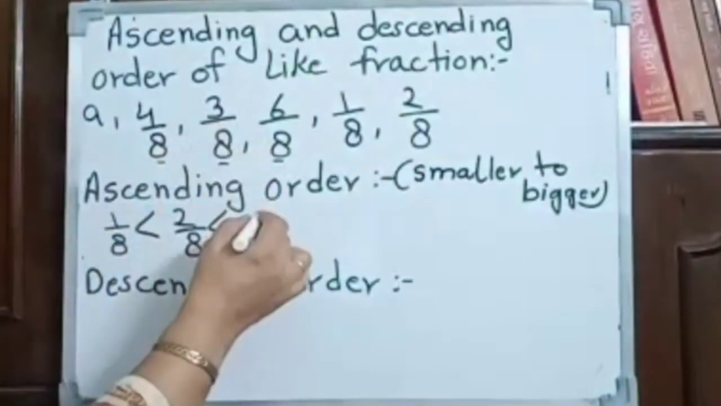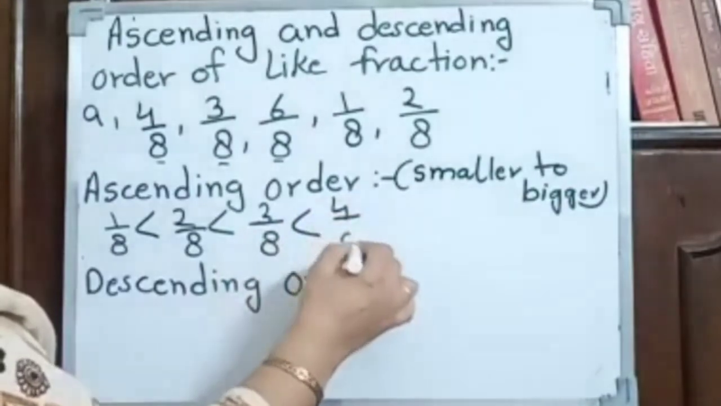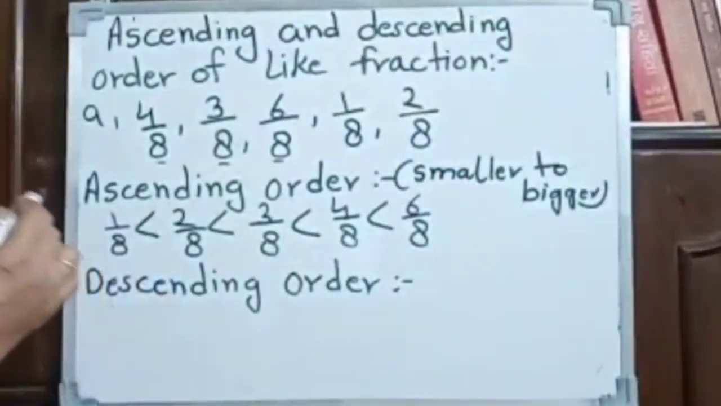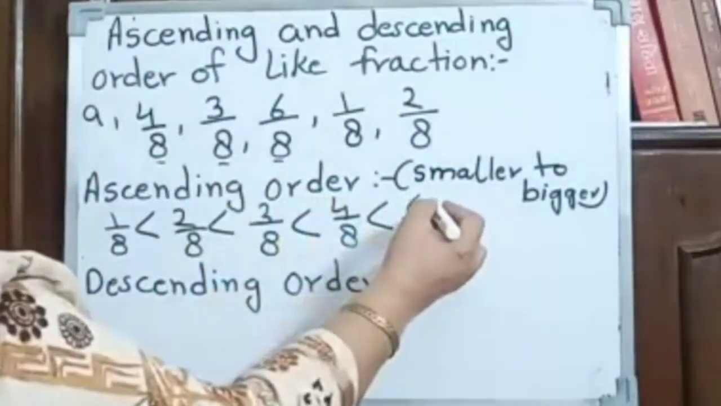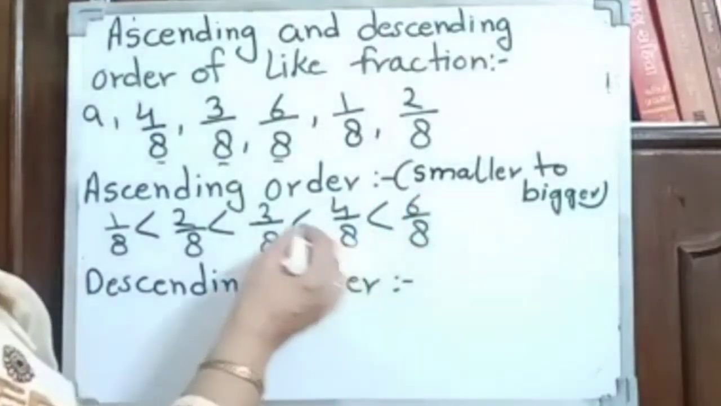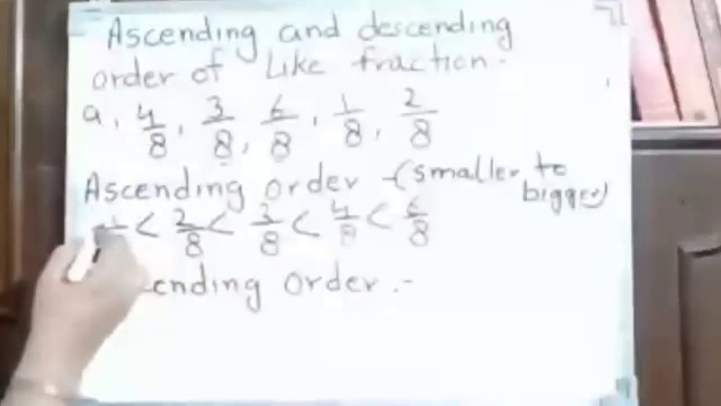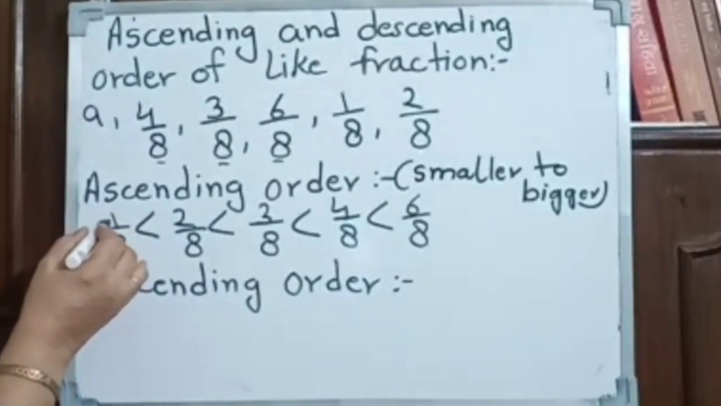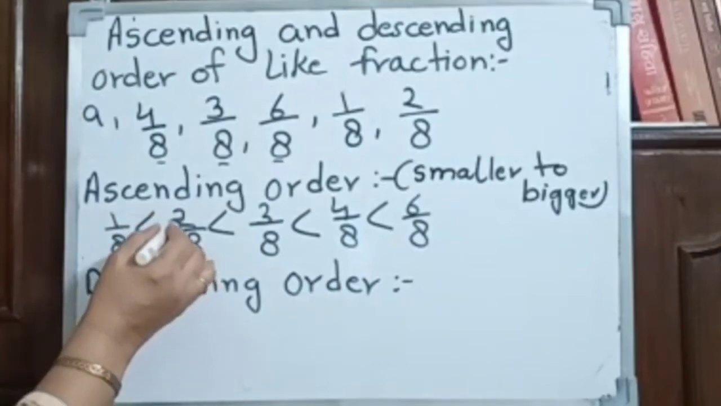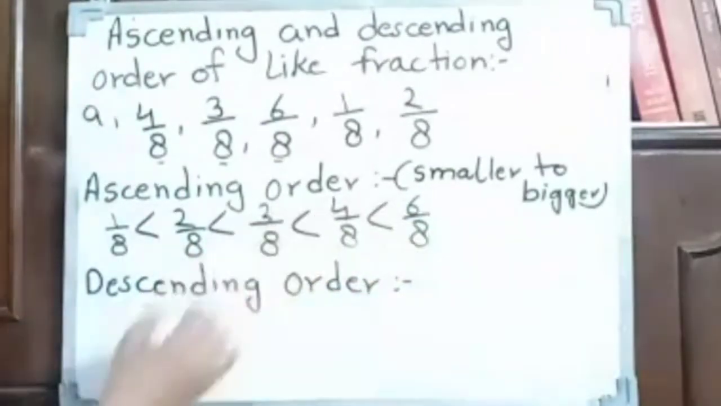Greater than. Then 3 by 8, then 4 by 8, and then 6 by 8. So here the greater numerator is the greater one. I told you in like fractions, all are like fractions as they have the same denominator. So this one is the smallest, 1 by 8. Then after 1 by 8 comes 2 by 8, after that 3 by 8, after that 4 by 8, and after that 6 by 8.